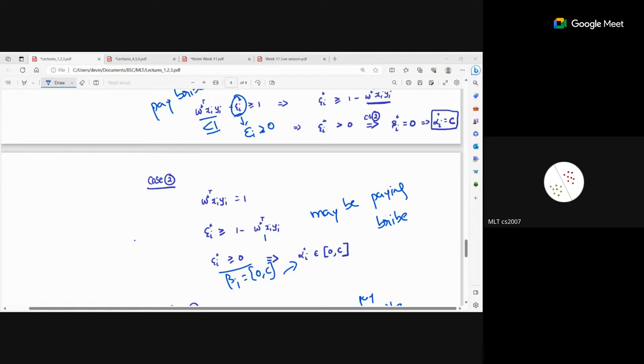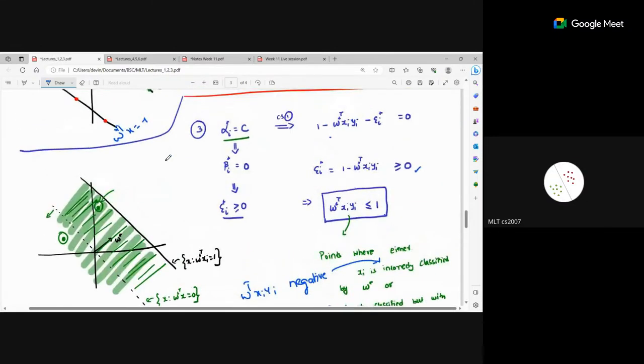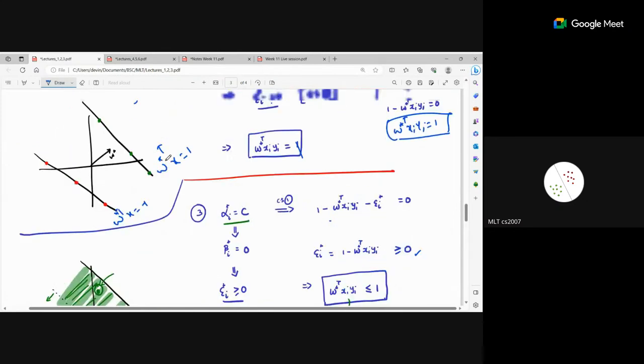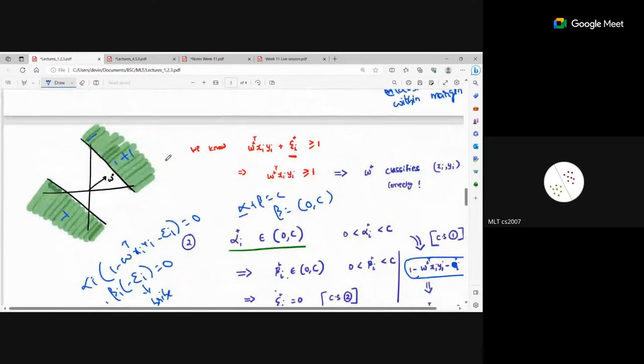If you remember the hard margin support vector machine, the points will be the support vectors only when alpha I is not equal to zero. So all those vectors where alpha I is not zero are going to be support vectors. And the points for which alpha I will not be zero are definitely the points which lie in between.